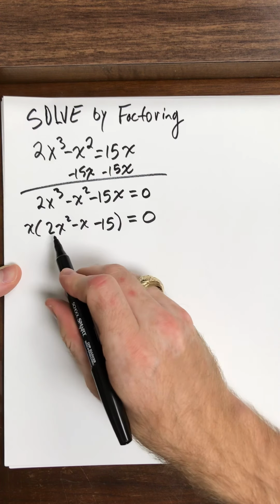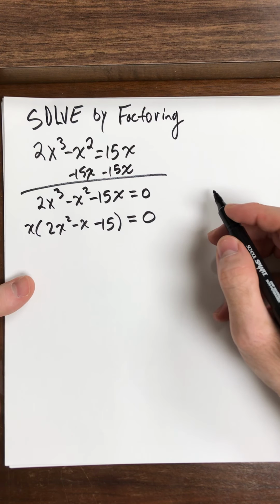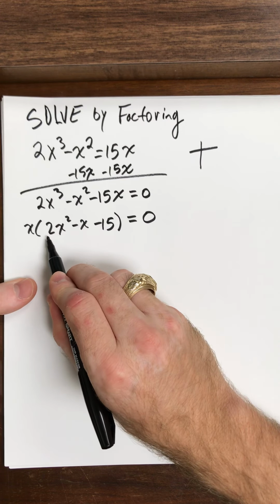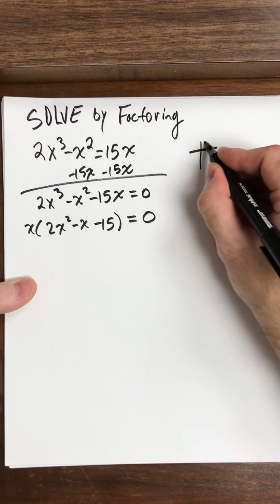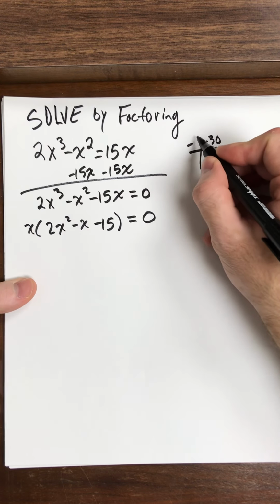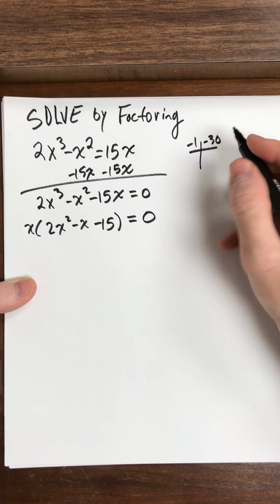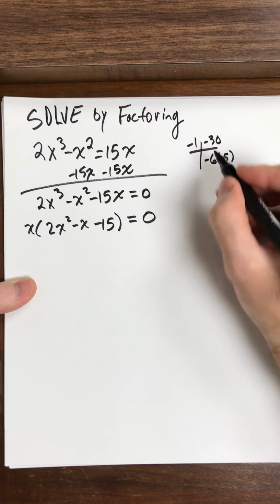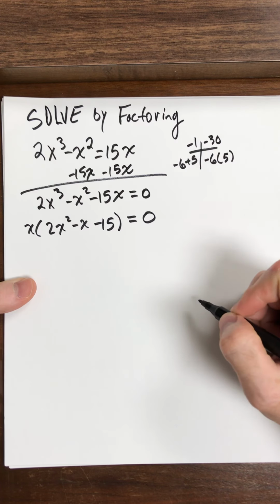All right, when I look at this, there's three terms, so I think, okay, trinomial T-chart. My a here is 2, so I'm going to have to use the AC method. I'll multiply 2 times negative 15 to get negative 30. My middle term, my b term, is negative 1. So something that multiplies to negative 30 and adds to negative 1: negative 6 times 5 multiplies to negative 30, and negative 6 plus 5 gives me negative 1.